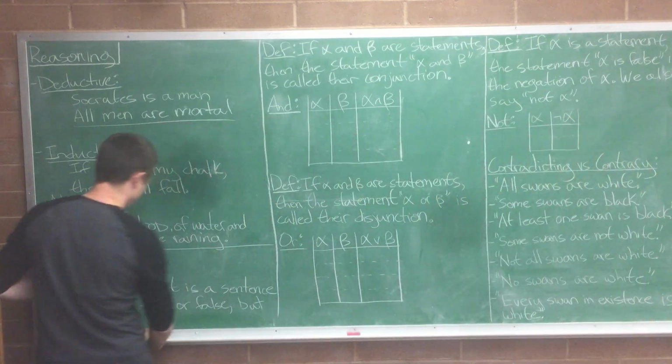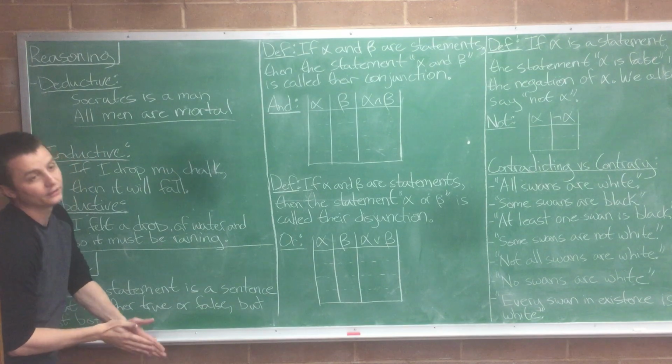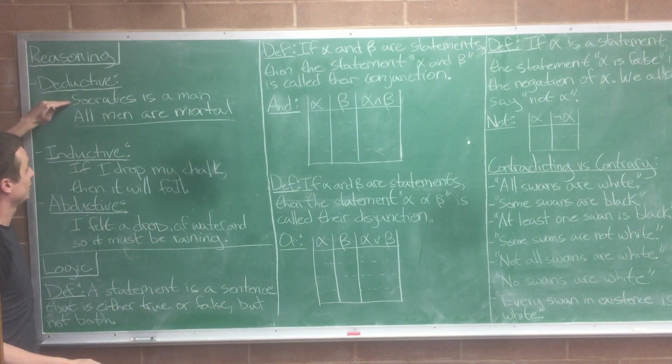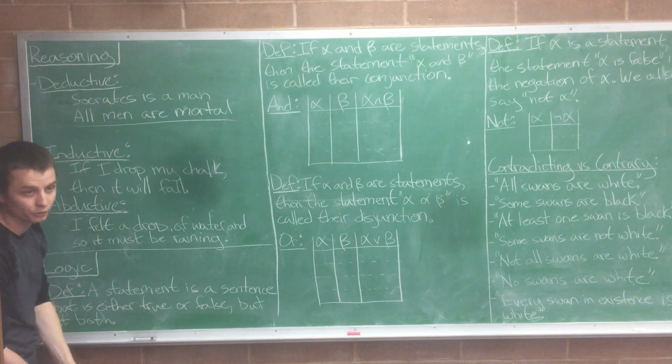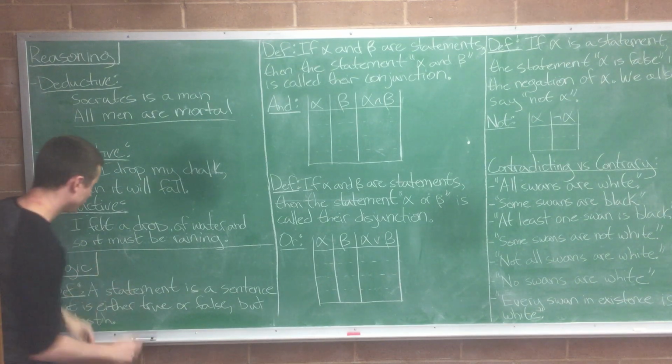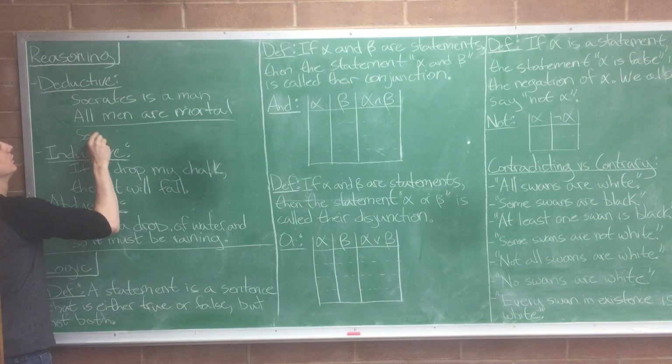For those of you that haven't, you've used this type of reasoning left and right. It's the most solid type of reasoning there is, and here's the common example. So if I tell you, first off, Socrates is a man, and second off, all men are mortal, what can you conclude? Socrates is mortal. Perfect.